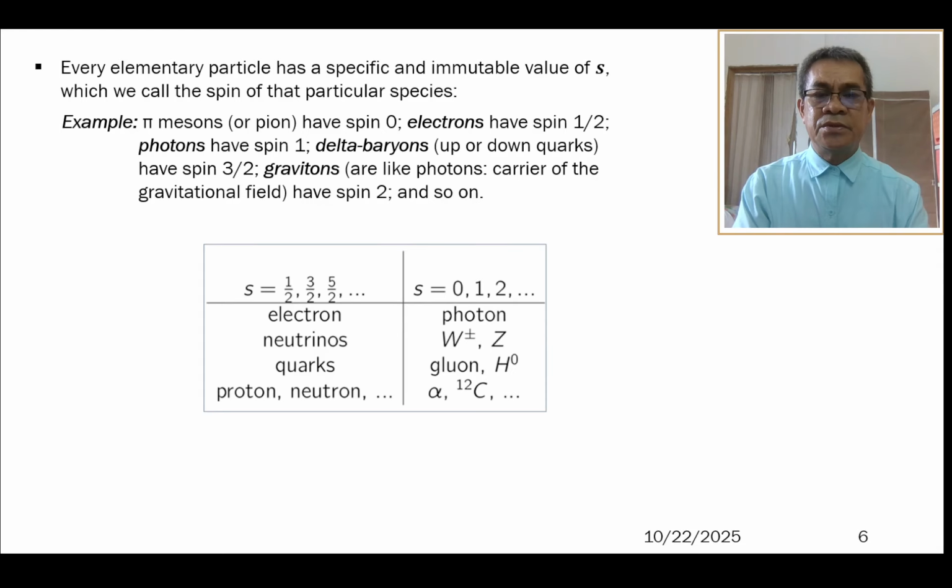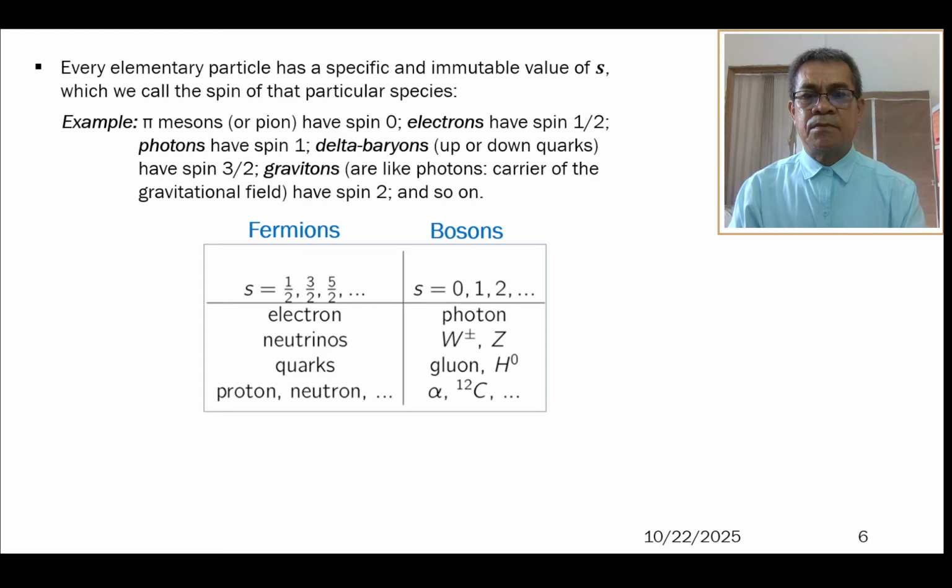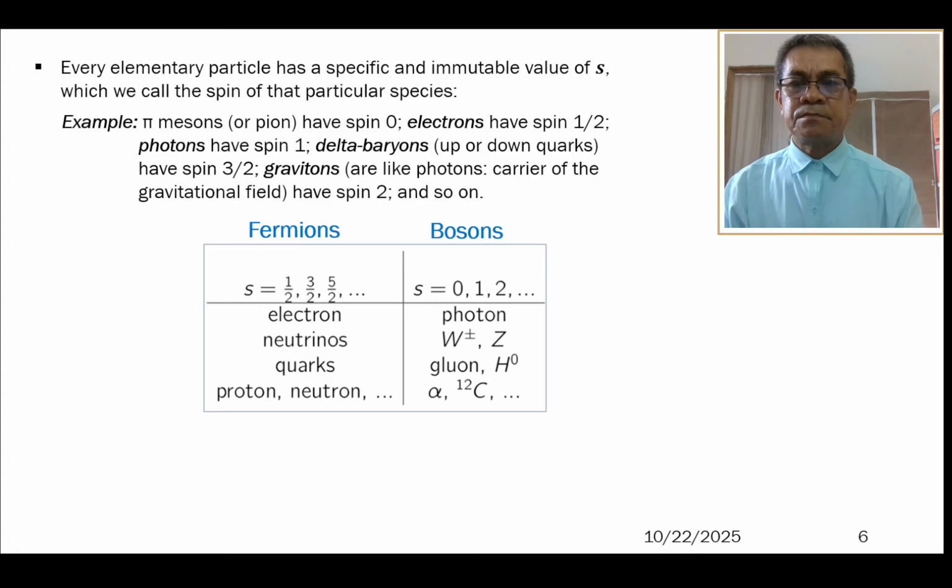While in photons, the Z, the W plus minus, the gluons, and other particles, we have the spin of a kind of integers. So 0, 1, 2, no fraction. Okay, so there are two kinds of particle. So they are categorized into a fractional spin, and we have the non-fractional spin. So the fractional spin, we call it as fermions, while the integers are bosons. Okay, so we have the fermion particles and we have the boson particles.